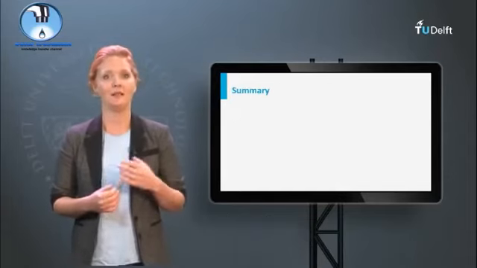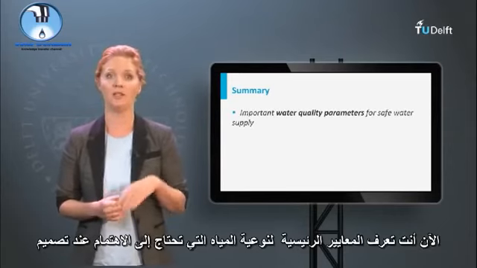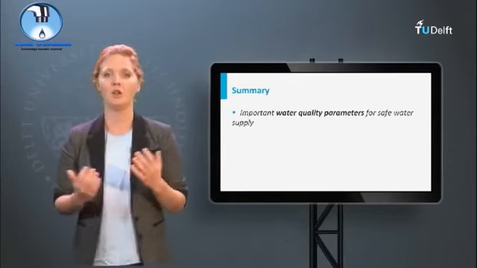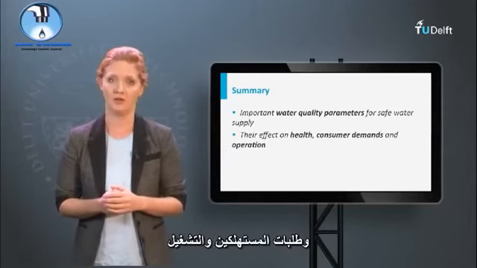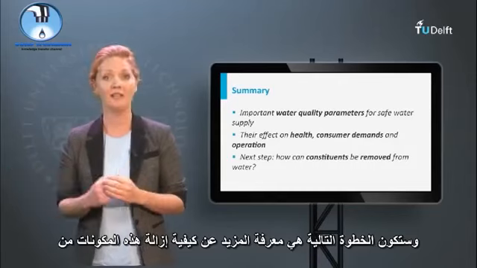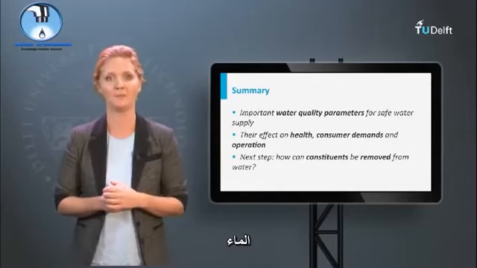Well, now you know the main water quality parameters that you need to pay attention to when designing a water treatment plant. Also, you have learned about their effect on human health, consumer demands and operation. The next step will be to learn more about how you can remove these constituents from the water.